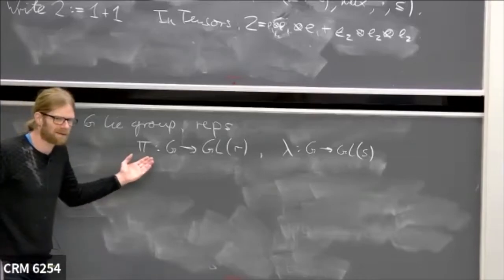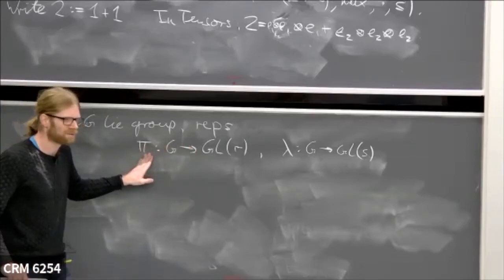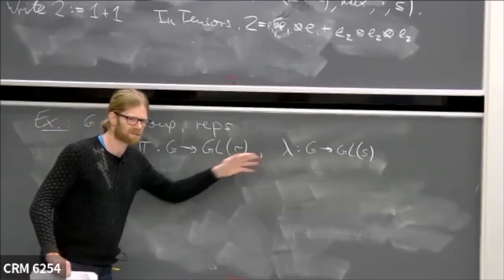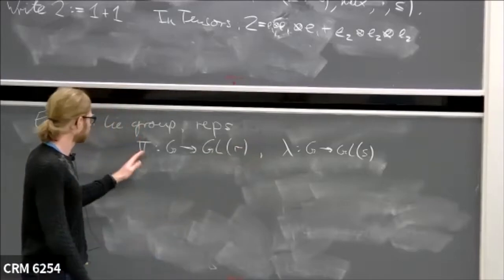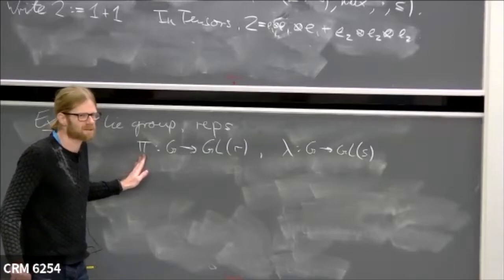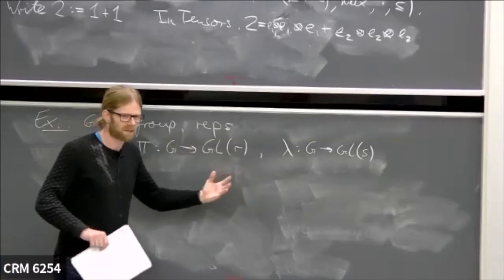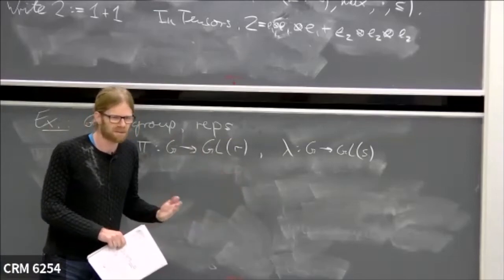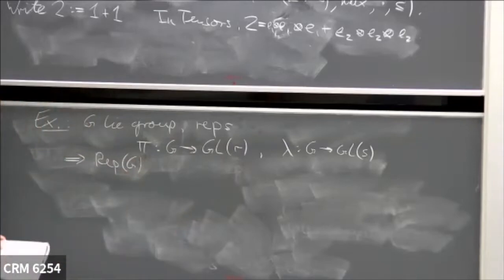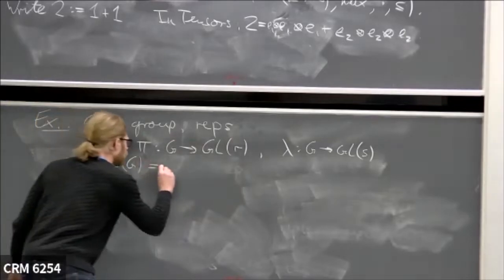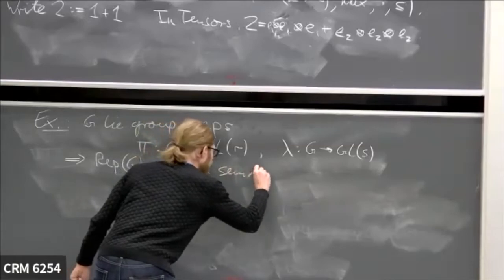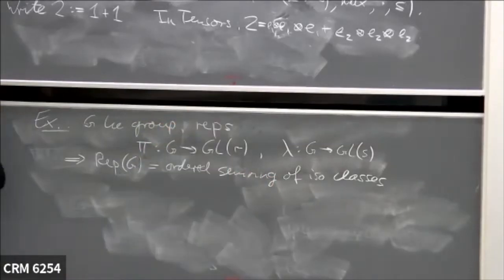So now again, obviously, we have the notion of when one representation is included in another, right? One is a sub-representation of another. We can take direct sums and tensor products of representations, and these clearly preserve the inclusion. So these form an ordered semiring of, let's say, isomorphism classes of representations. You keep G fixed, right?